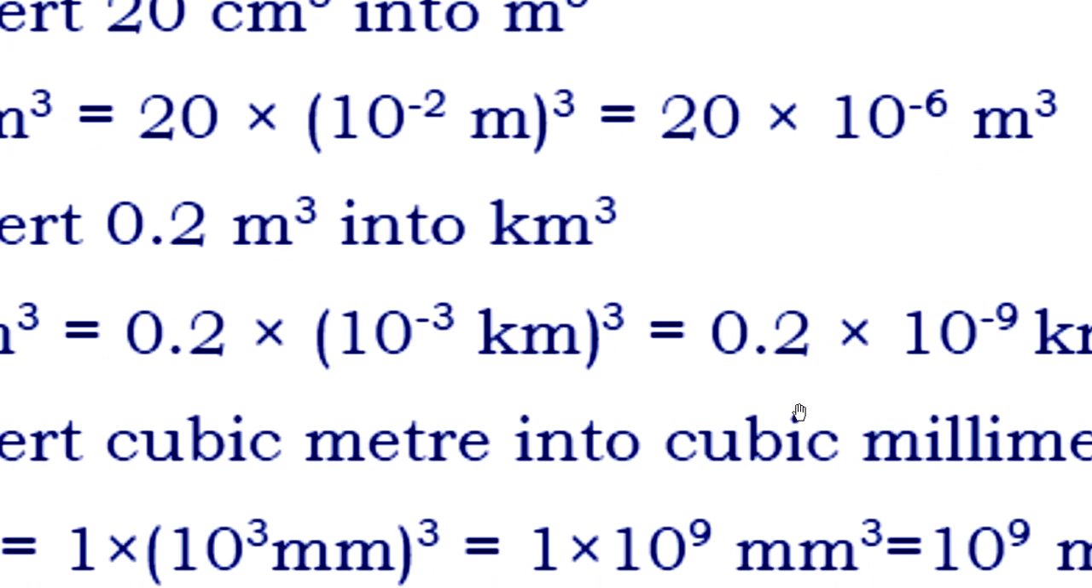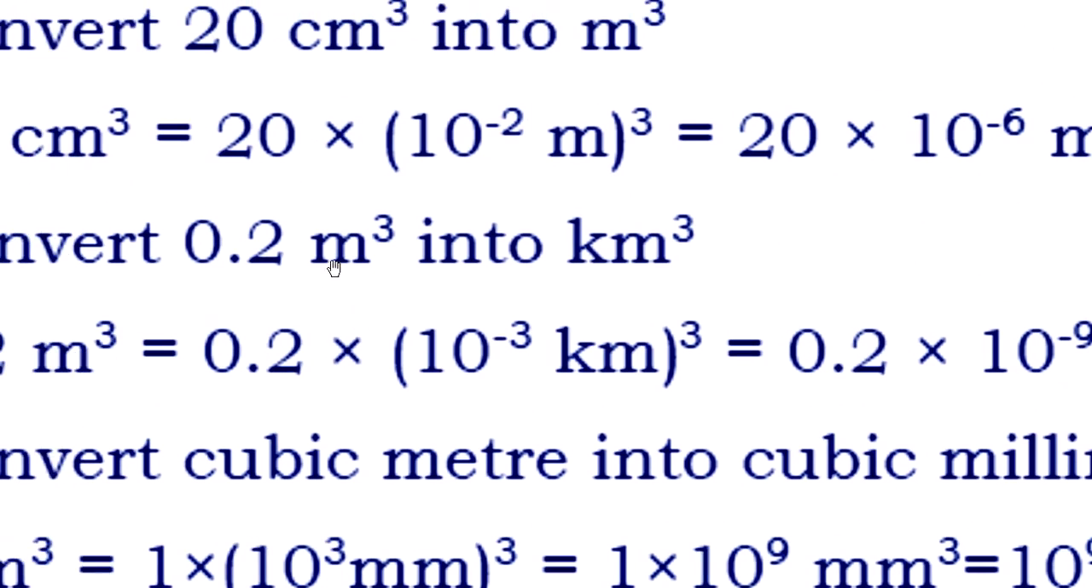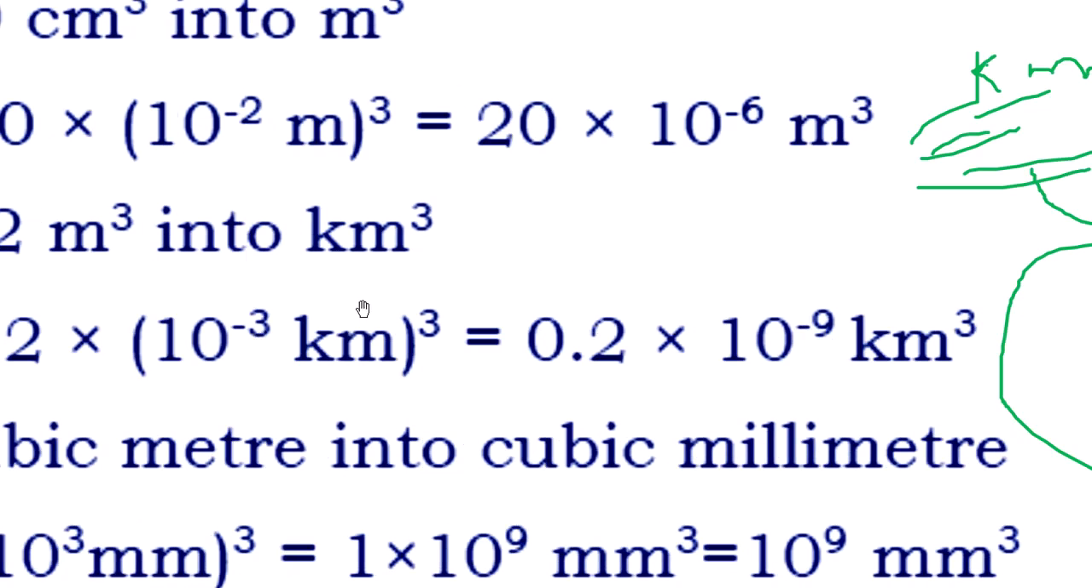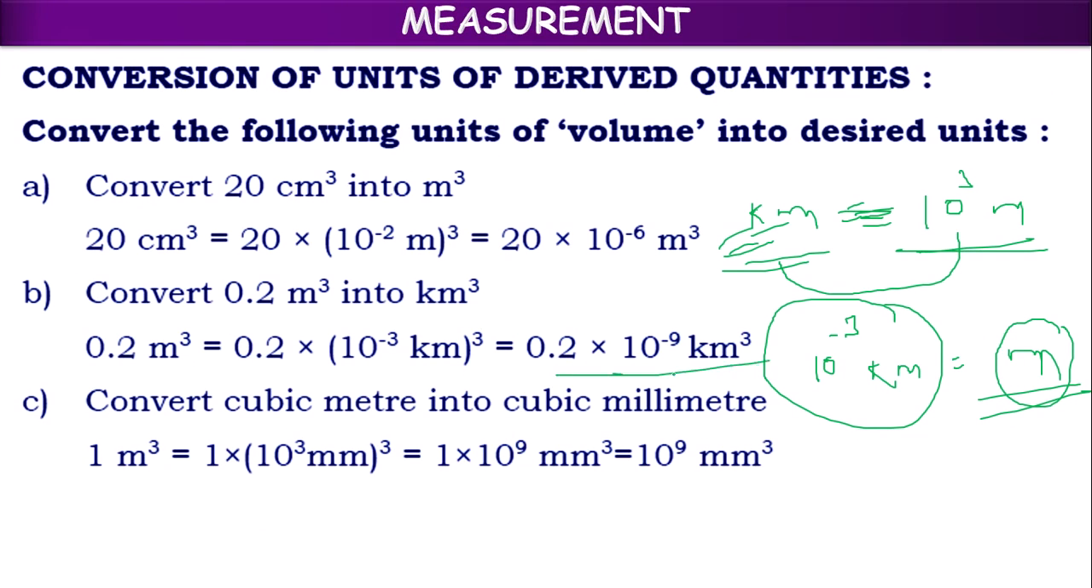So in the place of meter, children, we can keep 10 power minus 3 kilometer. For meter we have a cube, so we keep the whole cube. So 0.2 into 10 power minus 3 whole cube, minus 3 into 3 is minus 9, kilometer cube. So this is the conversion.